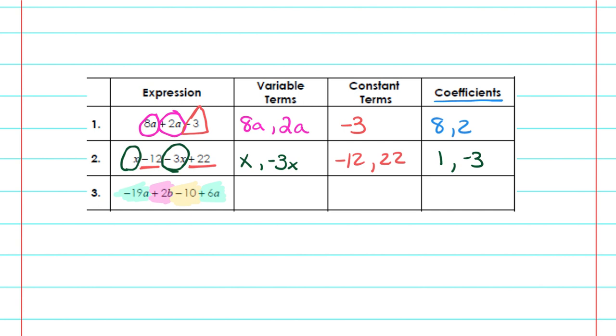Okay, so variable terms. The variable terms I have are negative 19A, 2B, and 6A. My constant terms, something I have that's not changing, I have a negative 10. And now coefficients, the number in front of the variables, I have negative 19, I have 2, and I have 6.